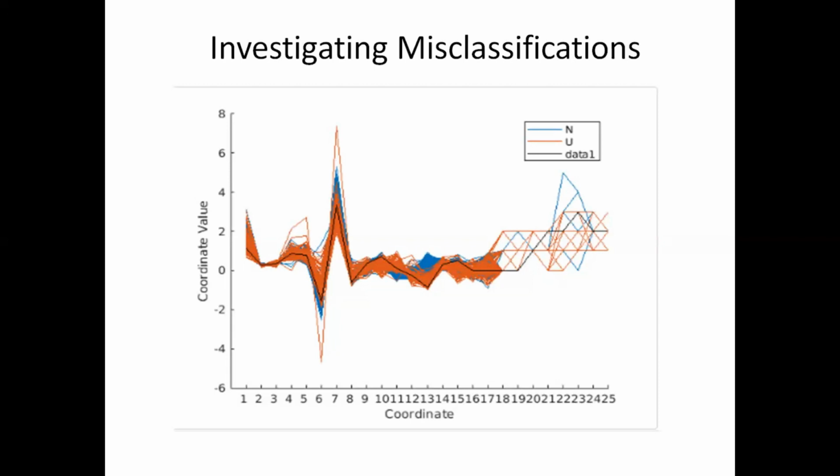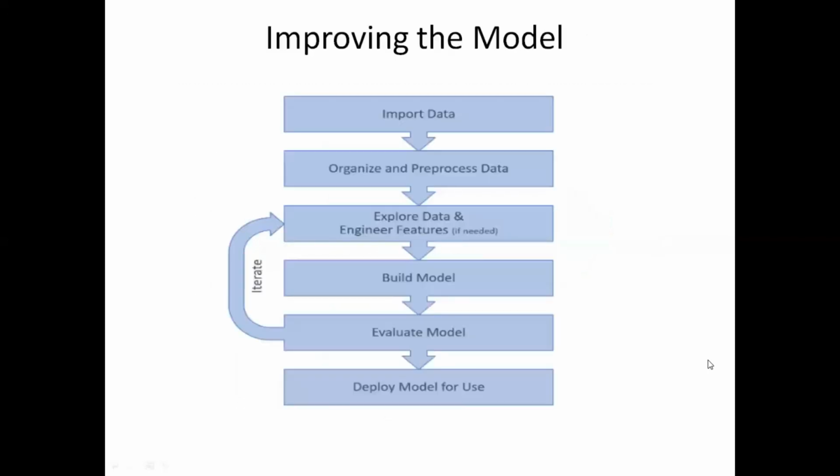So this way you can investigate the misclassifications: why the model is misclassifying, what is the reason for the model to go wrong, what is the reason for the model to classify a particular alphabet as another alphabet. All this kind of investigation will help us to improve the model that we have developed.